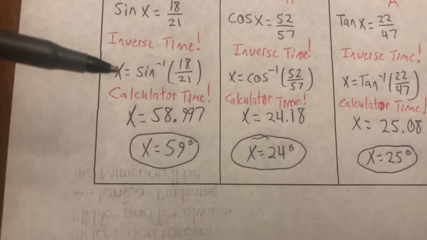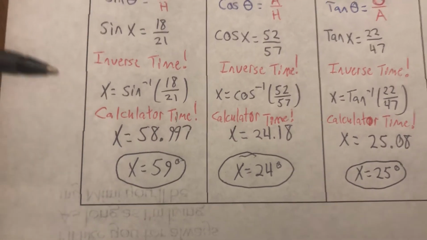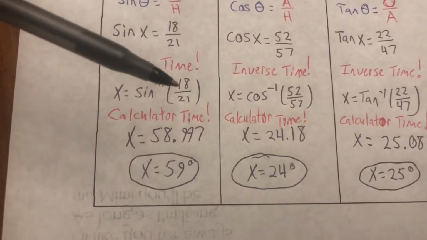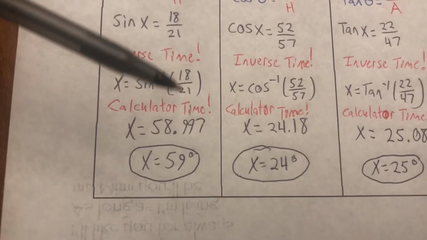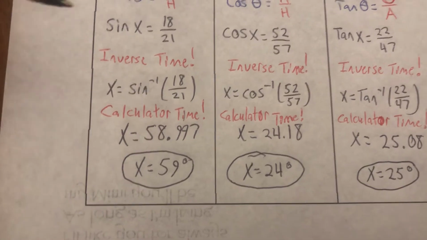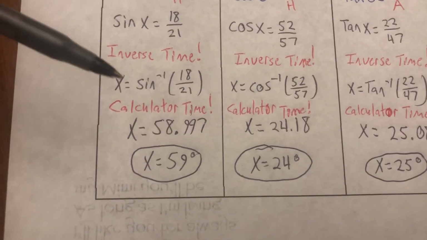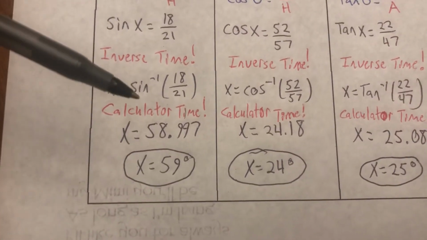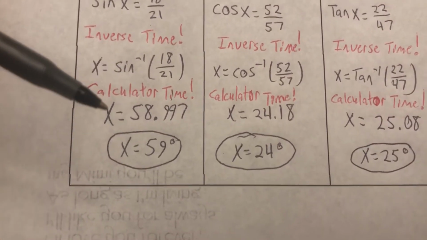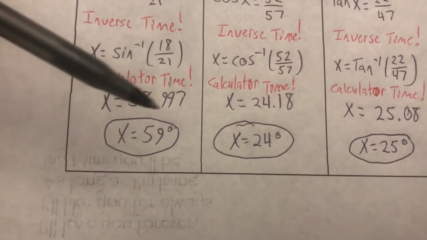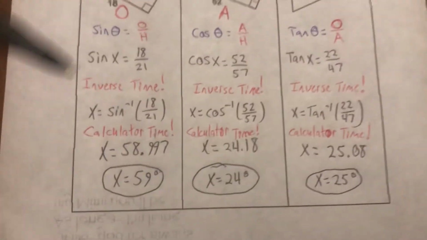Now, if you're doing this on the iPhone calculator, you'll turn the phone sideways, and you're just going to do 18 divided by 21 to start. You'll get a decimal for that, and then you're going to go into second. Make sure you click that second button, and it'll actually give you the inverse of sine as an option. So you'll hit second and then inverse of sine, and then that'll give you the angle. Now we're rounding to the nearest degree, so this 58.997 is going to become 59.